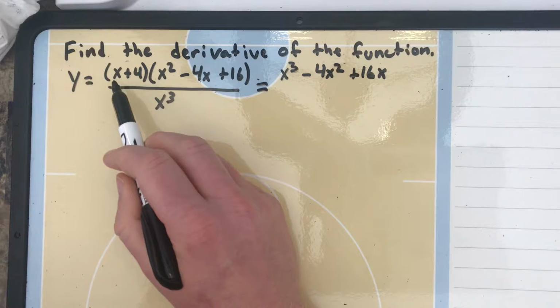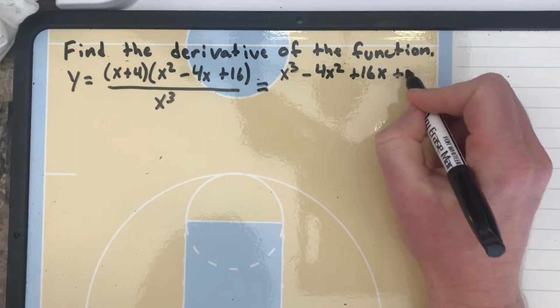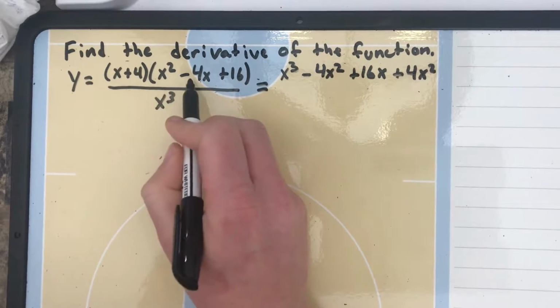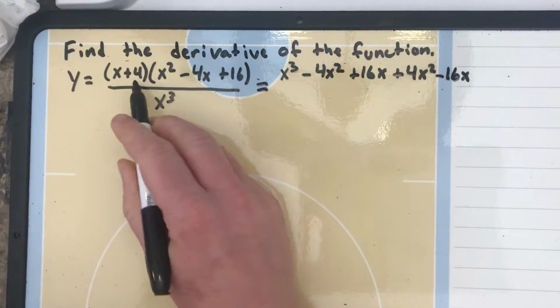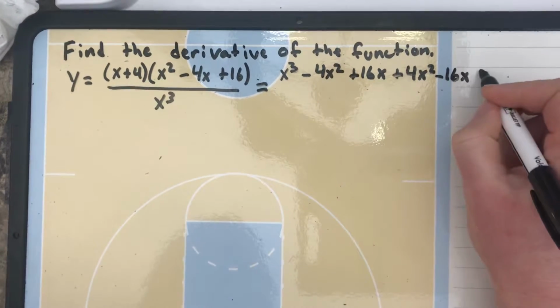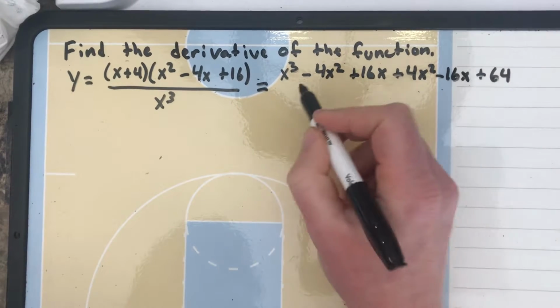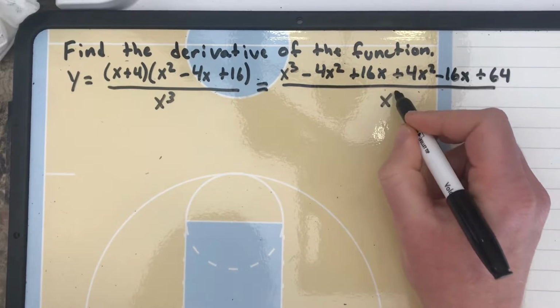And then we'll go back to this 4 times x squared, which is plus 4x squared. 4 times the negative x, which is negative 16x. And then 4 times 16, which is going to be, what, 64? And that's all over x cubed.